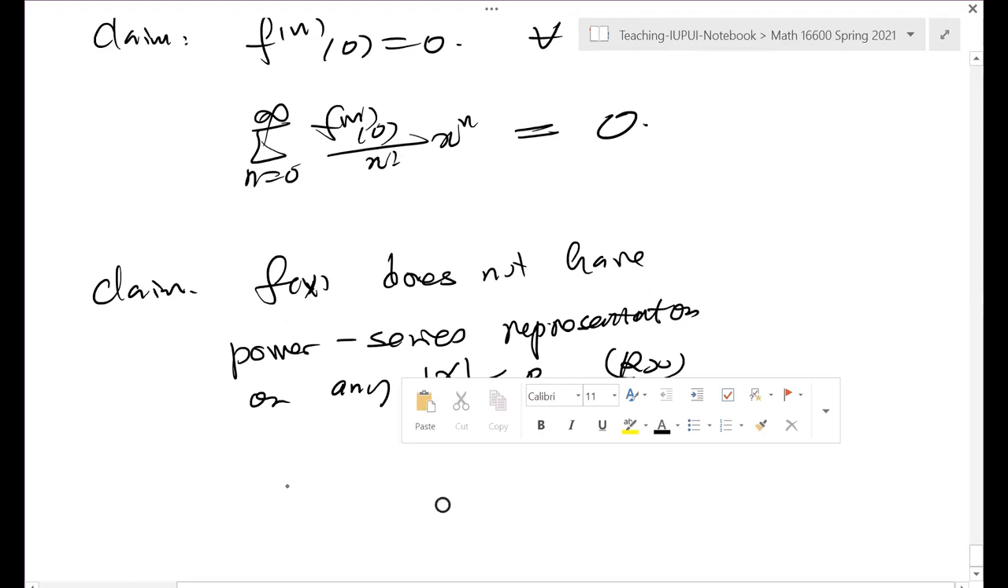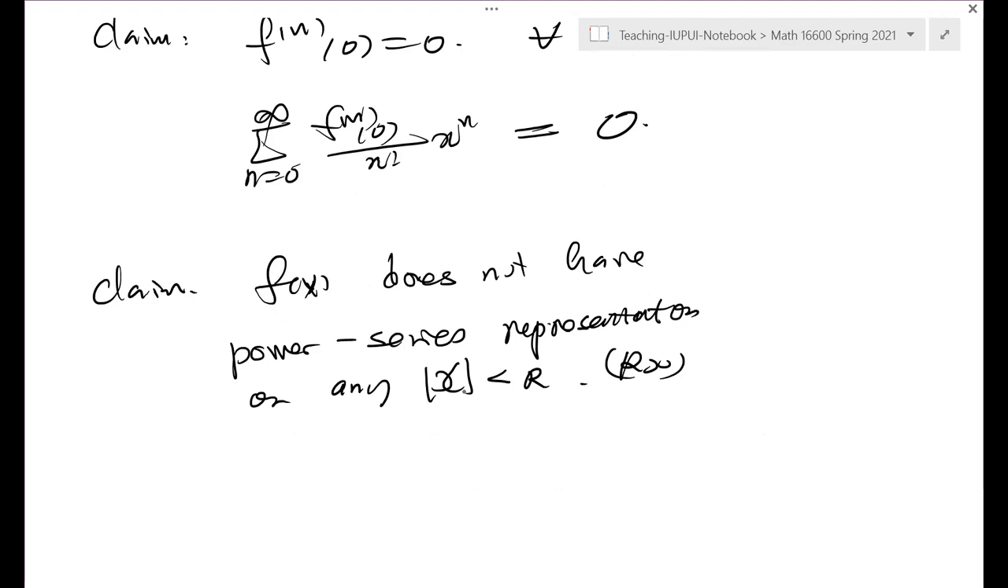If it has one, then the power series representation must be the Taylor series. But the Taylor series right now is all 0. So a non-zero function equal to 0, that's ridiculous. So we stop here, and let me stop here.